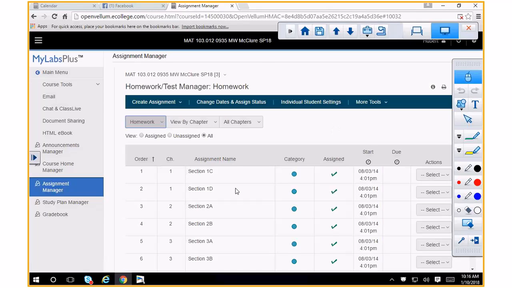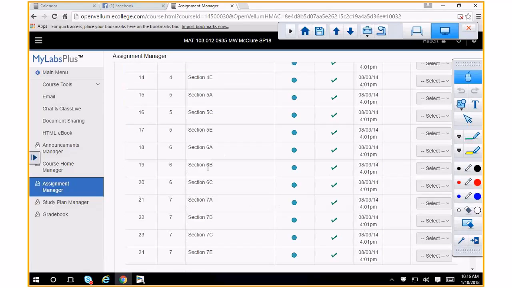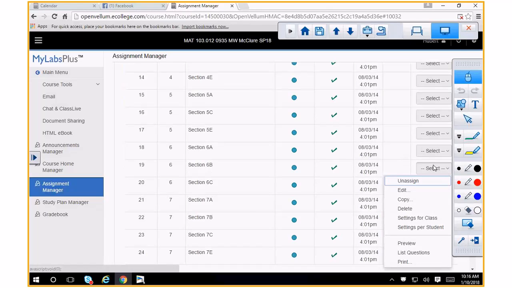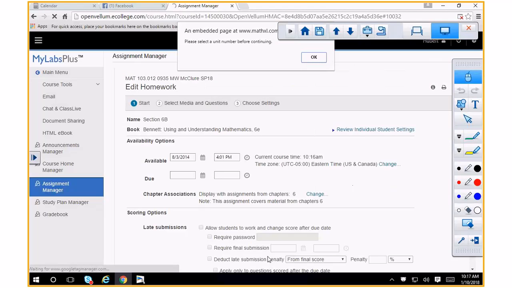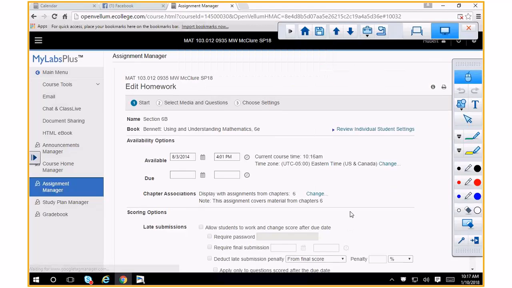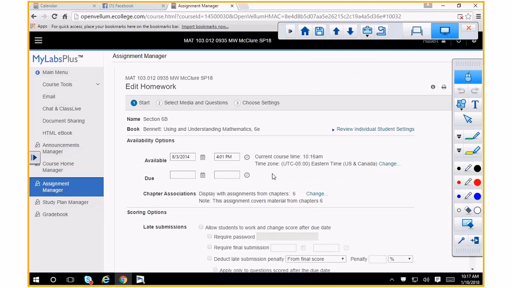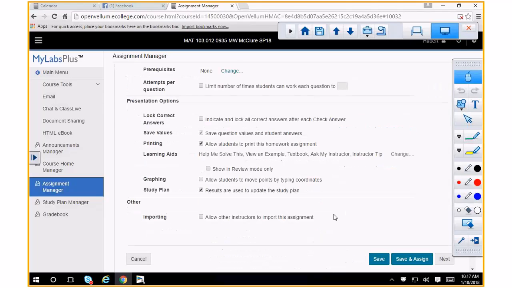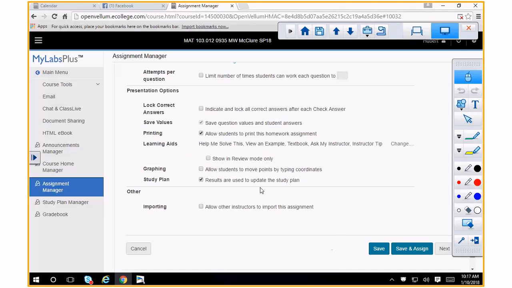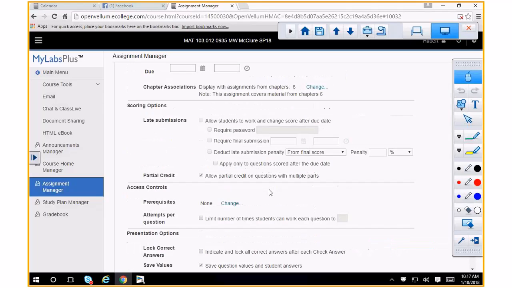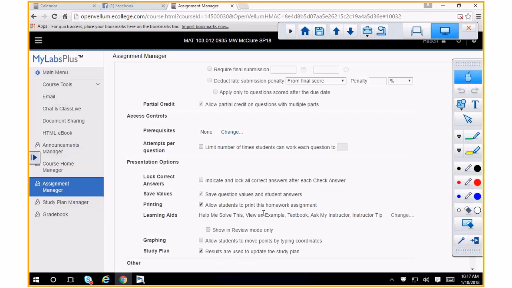So let me look at chapter 6 and see if they turned off the... Oh, shut up. I'm looking. Hold on. Learning aids. Okay, which one? What section? 6B. All right, I think I turned them on. Let me check and make sure. I lost it. Where'd it go? Okay, help me solve this. Yeah, they turned it off.